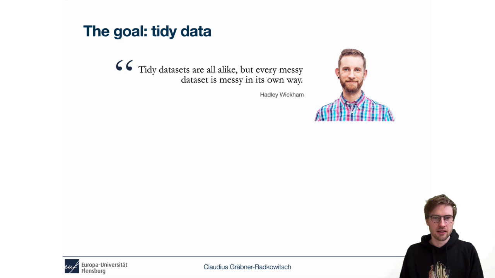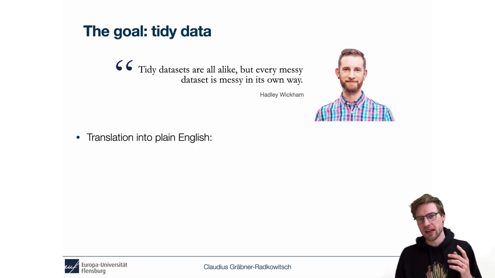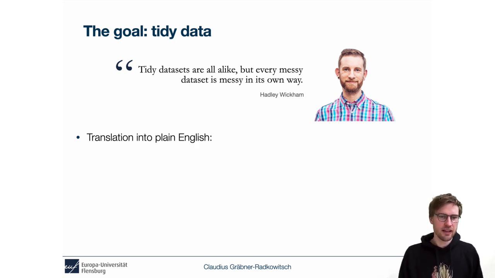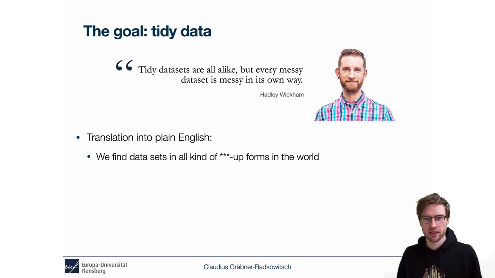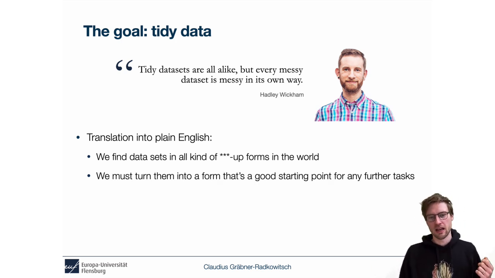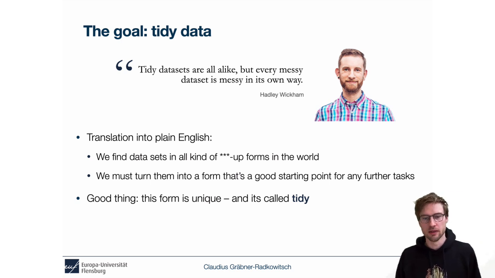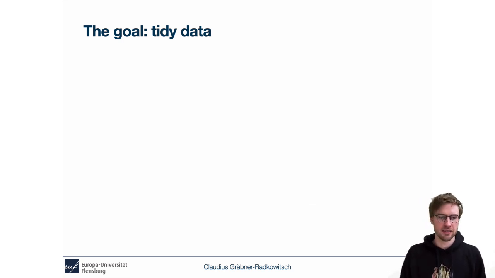The data you find in reality comes in many, many different shapes. The data we want to have should be tidy, and there's only one single definition of a tidy data set, and for every data set there's only one way in which this data set can be tidy. And that's actually pretty cool. What he actually wants to say in plain English here is therefore that we find all kinds of messed up data sets in the world, and we always need to turn them into something that's a good starting point for any further tasks. And this form is unique, and it's called a tidy data set.